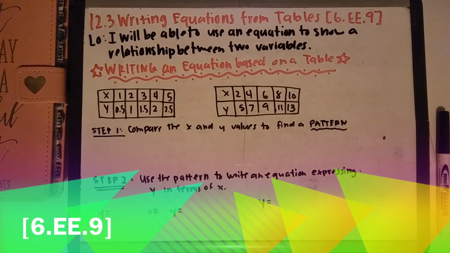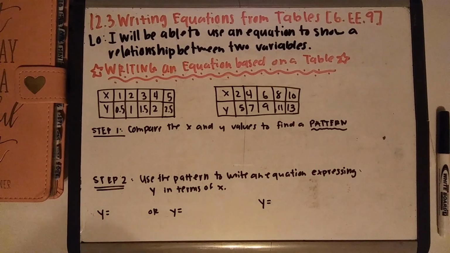Okay, so this is 12.3. We're going to be writing equations from tables. Your objective is to be able to use an equation to show relationships between two variables and also to write equations from tables, again, with 80% accuracy given your practice problems.